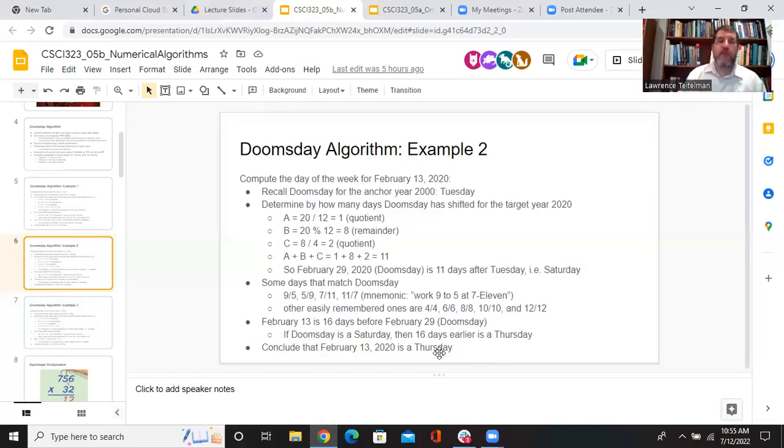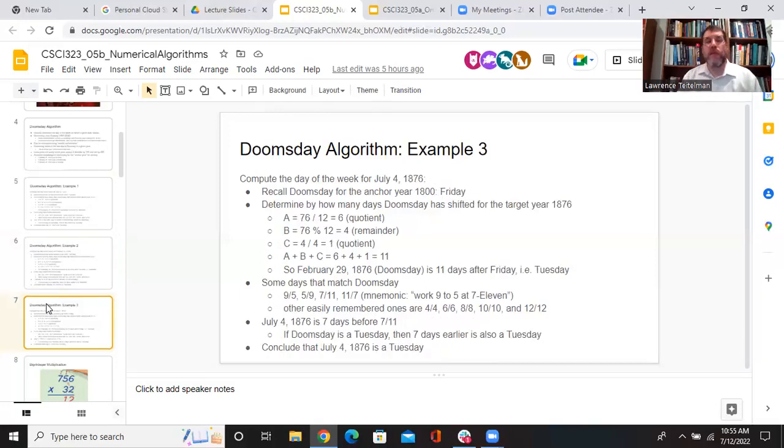All right, so one more example. What's the significance of this date? Anybody? It's the 100th anniversary of the United States of America. So let's do that.